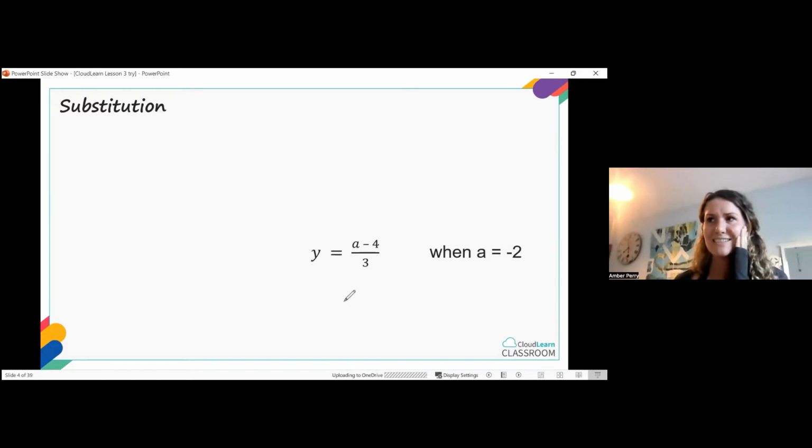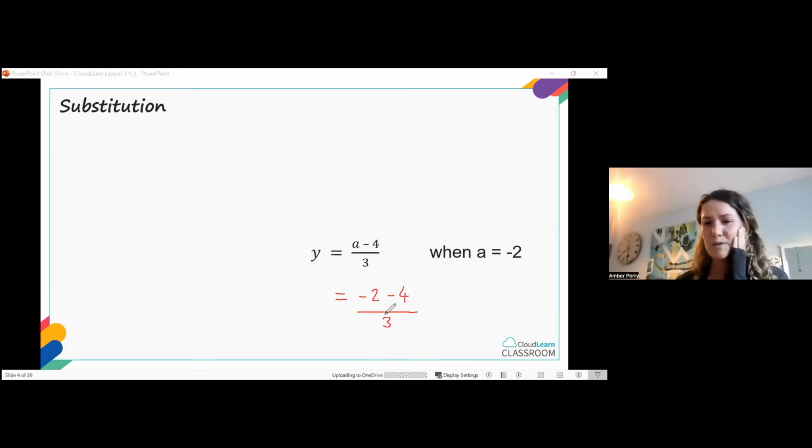Great, excellent, correct answer in the chat there. Okay, oh good, two correct answers in the chat. I'm going to go ahead then and put the answer up here. So if we substitute a as a minus 2 in, we have minus 2 minus 4 divided then by 3.